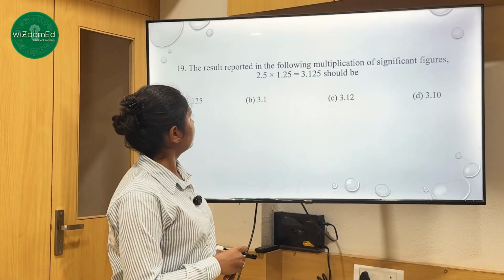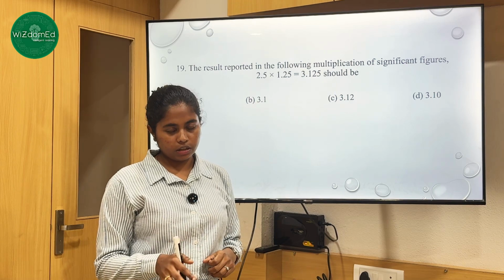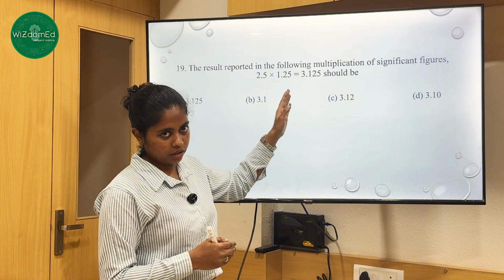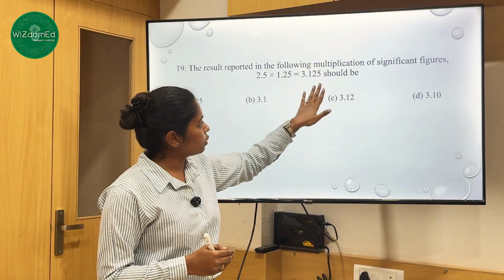Next, the result reported in the following multiplication of significant figures: 2.5 × 1.25 = 3.125 should be. Here again we have to follow the significant figures rule. The question has a least number of significant figures, and the same number of significant figures has to be applied to the answer.